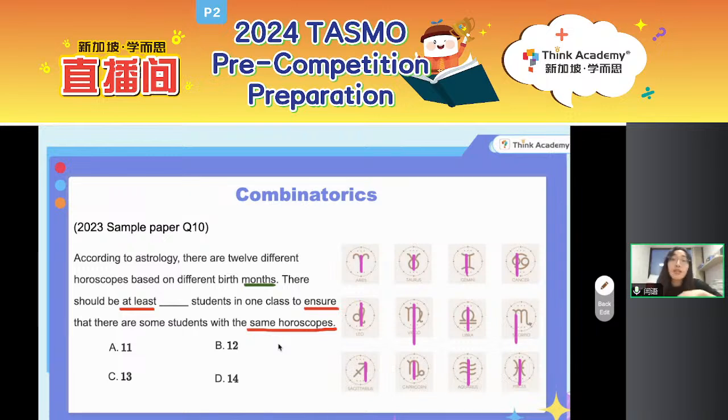Can you see any two students with the same horoscopes? No. Based on this case, as long as there is one more student, what can you get? Yes, no matter whether he was born in January or February or December, as long as there is one more student, you can make sure that he will have the same horoscope as another student, right? So the number 12 here is just the worst case scenario, which is one step away from success. Based on this, we need to plus 1. So the answer should be C. Okay, pay attention.